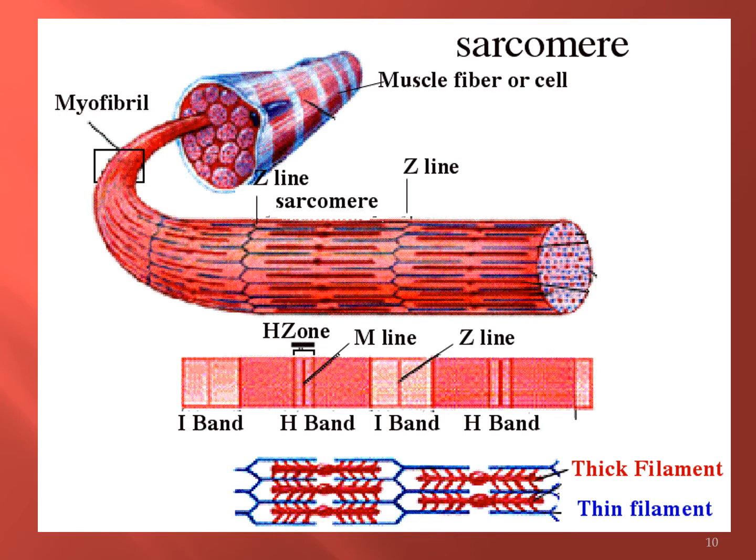Here we can see what an actual sarcomere looks like. Down here, these blue lines are our thin filaments. The red lines are our thick filaments, also known as myosin. When muscle contraction occurs, we take both ends of the sarcomere and they slide together in order for us to shorten the sarcomere.